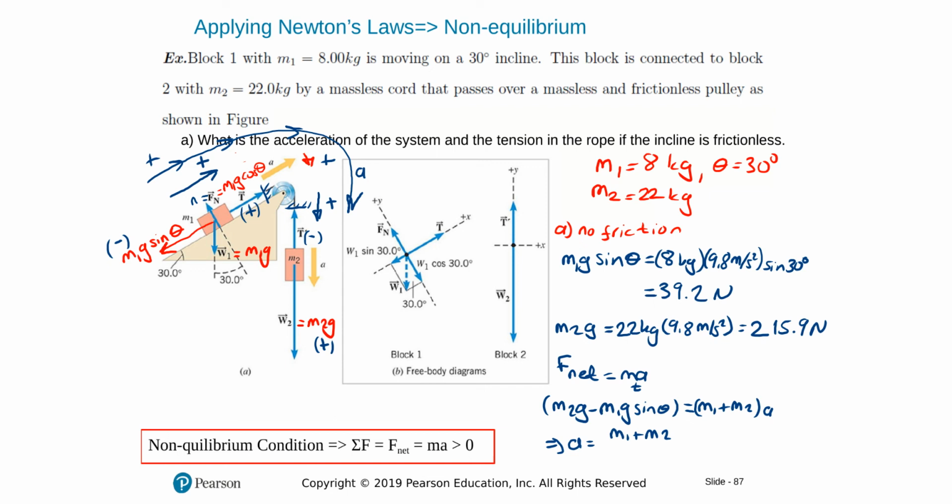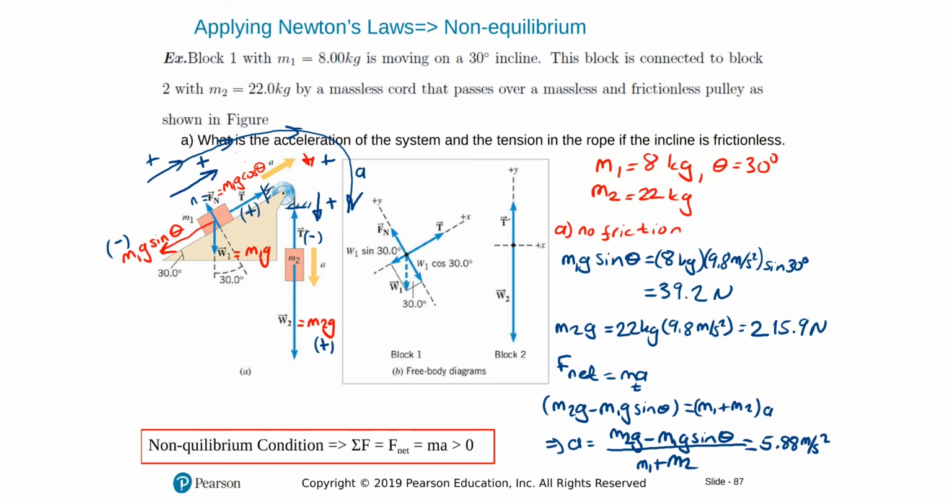So my A will be equal to, sorry, let me undo that. m2g minus m1g sine theta divided by m1 plus m2. If I put in all the numbers, I will get an A value of 5.88 meters per second squared. That's the acceleration.